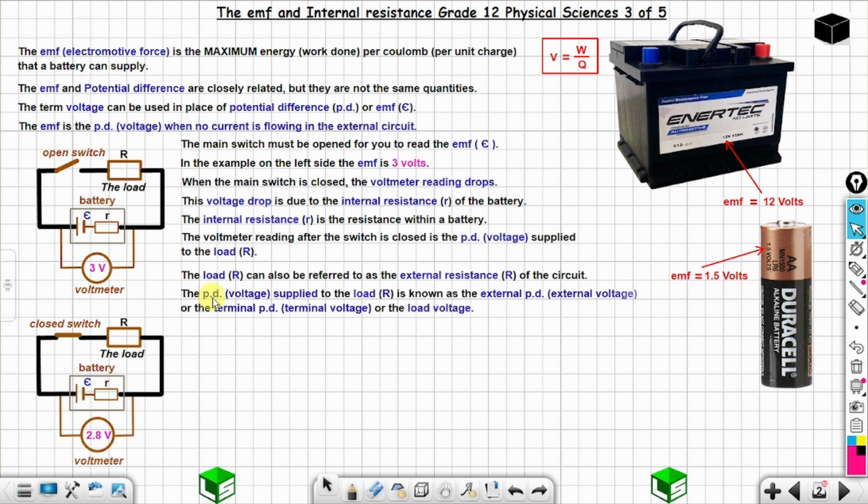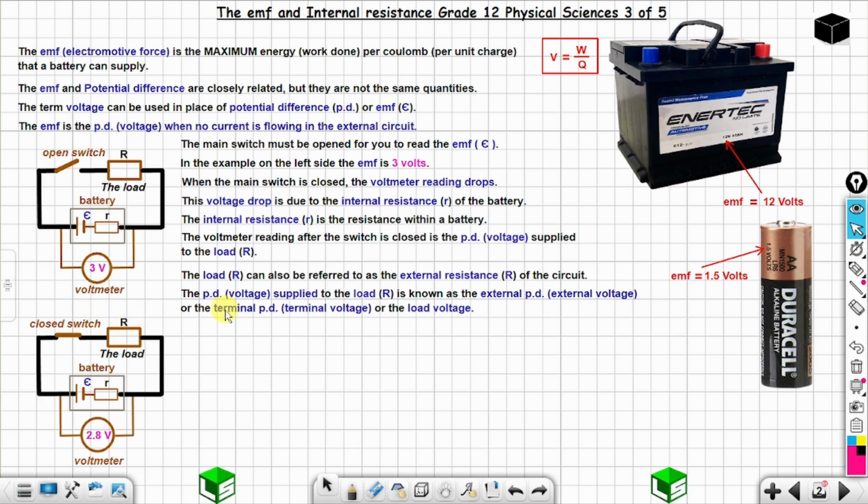So the potential difference or the voltage which is supplied to the load is known as the external potential difference, or external voltage, or terminal potential difference or terminal voltage. Initially you are inside of the battery, your initial point. Now your terminal is outside.